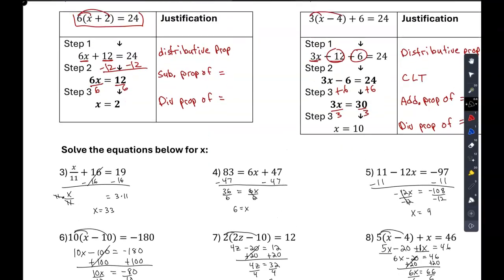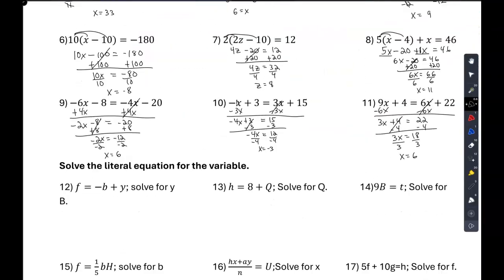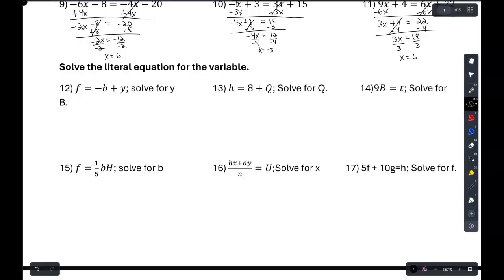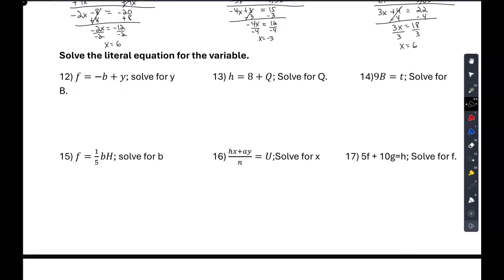Today we're looking at part two of a video I'm doing on Unit 4 review. I've already done part one, when I started off doing some regular equations. Here I am going to work on literal equations.